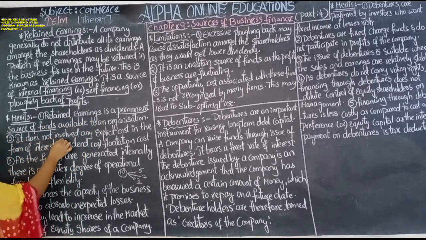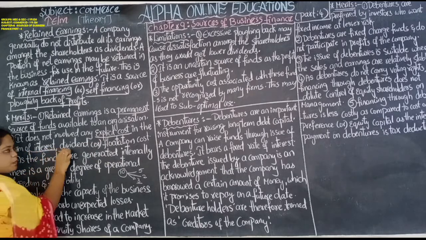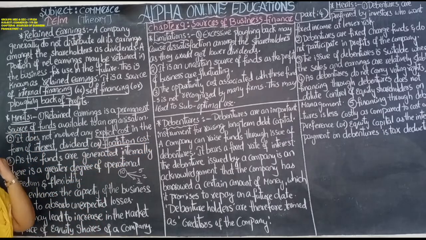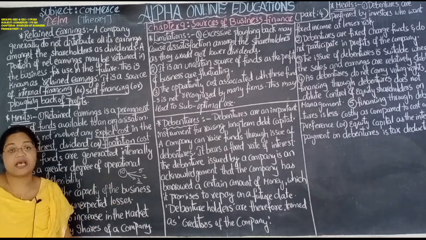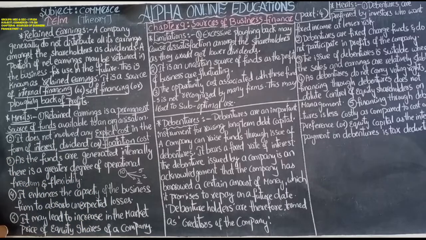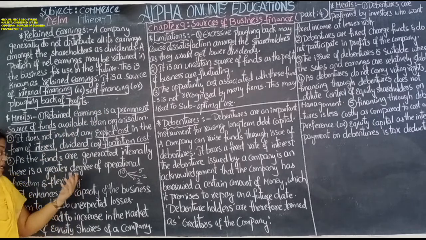It does not involve any explicit cost. Explicit means external; this is not a cost coming from outside, in the form of interest, dividend or floating cost. We need not pay any interest, any dividend, or any floating cost. Floating cost means the cost which continuously changes. The interest rate which continuously changes is known as flotation. So here we need not do these types of activities, because this finance is an internal finance and self-finance which is created by the company itself.